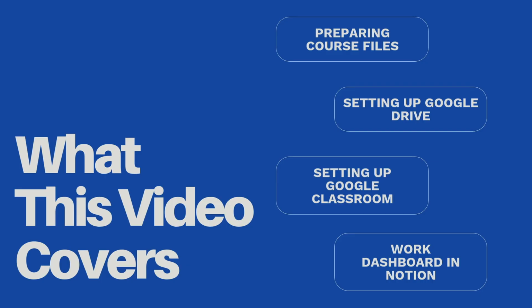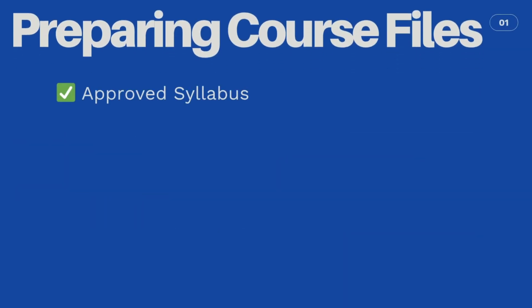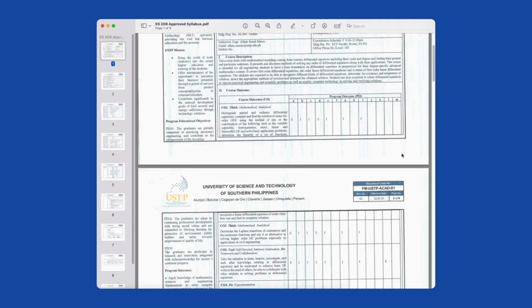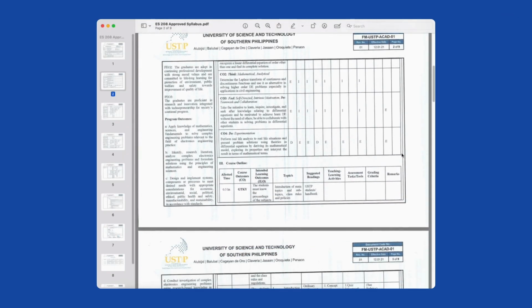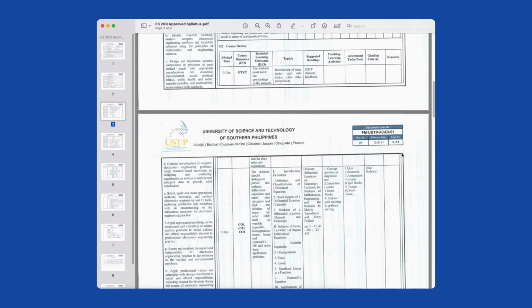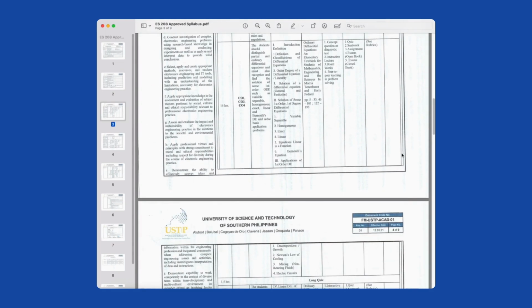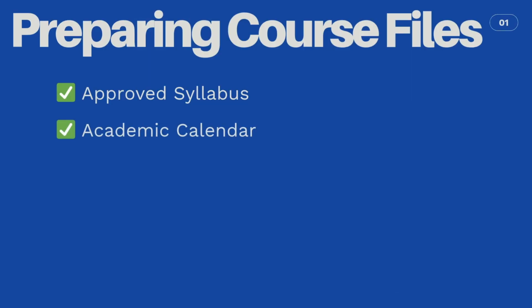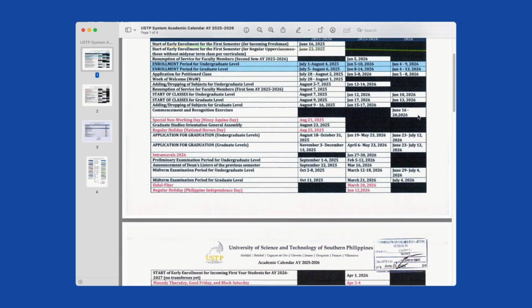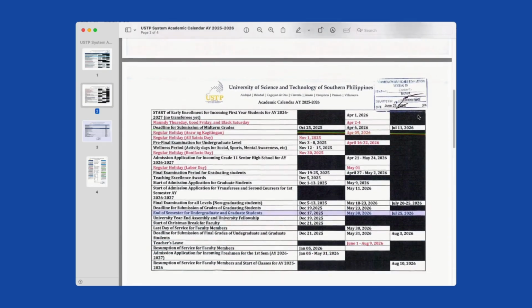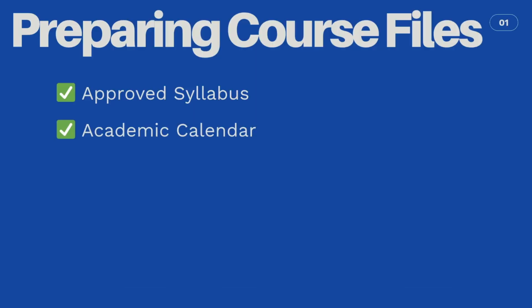So before I even think of day one, I make sure I have these files ready. First is the approved syllabus. So this is the course blueprint. It contains the course description, learning outcomes, grading system, etc. So I upload this early so students know what to expect. Second, academic calendar. I upload our institution's calendar so students are aware of breaks, deadlines, and major activities.